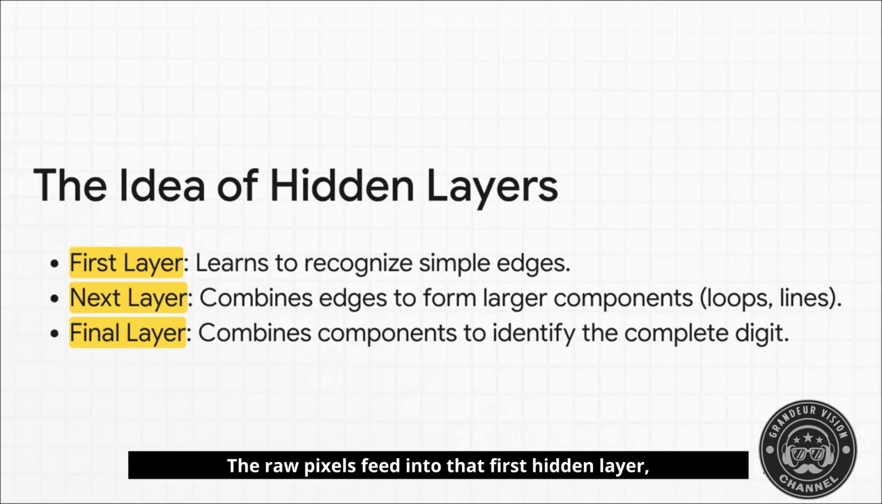The raw pixels feed into that first hidden layer, and maybe that layer learns to recognize really simple things like tiny little edges. Then, the next layer can take those edges and learn to combine them into bigger components, like loops or straight lines. And finally, the output layer takes those assembled parts and makes a final decision.